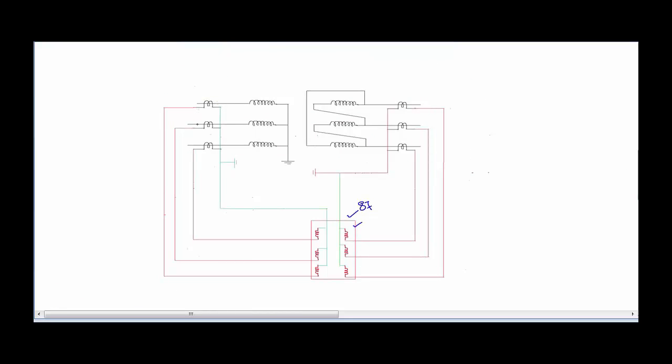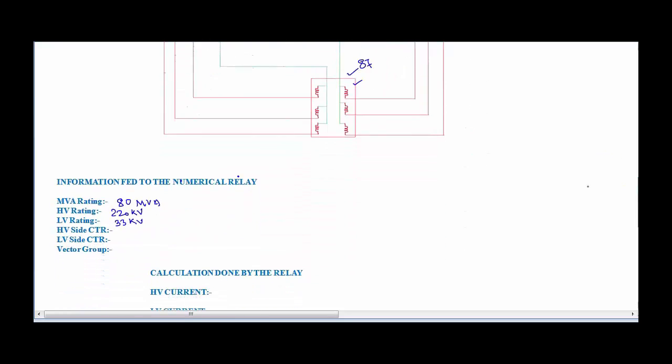So the CT ratio of all these CTs which are lying on the HV side, if we are marking this one as HV and this one as LV, so the CT ratio of all these three CTs is the HV side CT ratio, or HV side CTR, and these are all LV side CTR. So for example, in this case, let us just consider that the HV side CT ratio is 400:1 and the LV side CT ratio is, let's say, 1500:1.